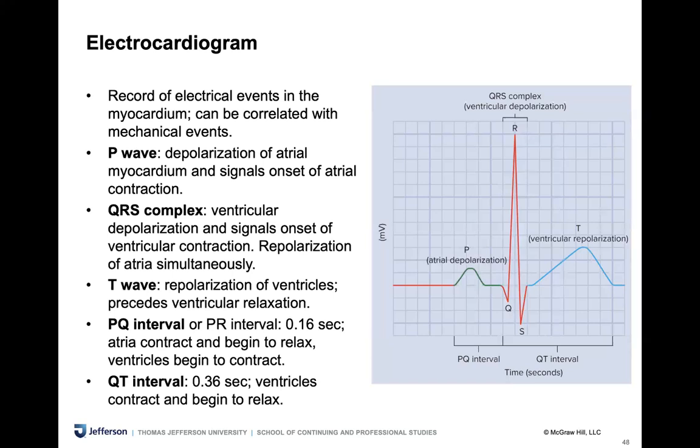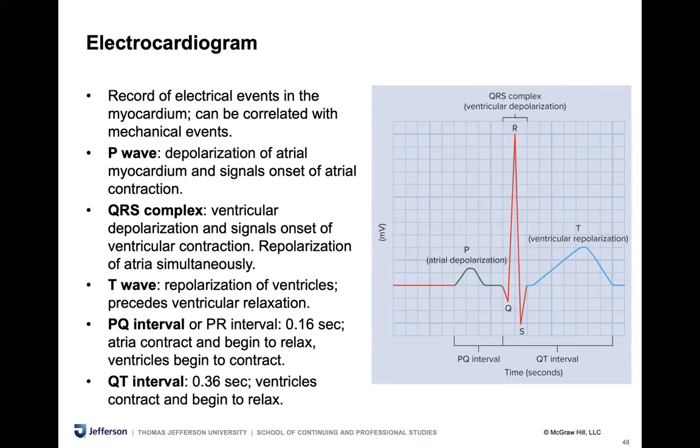All right. Shifting gears a little bit here, let's talk about an ECG or an electrocardiogram. An electrocardiogram is a record of electrical events in the myocardium and can be correlated with mechanical events. This is a typical EKG. You have the P wave, the QRS complex, and then the T wave.